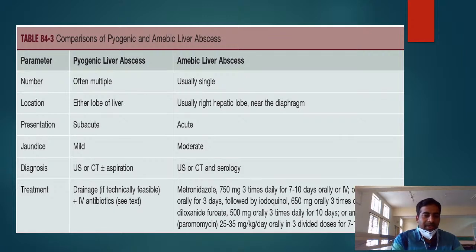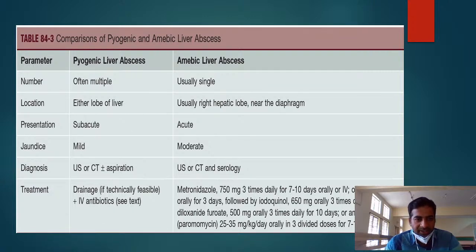So how do you compare pyogenic and amoebic liver abscess? The main differential for the pyogenic liver abscess. So often the pyogenic liver abscesses are multiple. Amoebic is usually single. Location can be seen in either lobe of the liver, and amoebic is usually on the right hepatic lobe near the diaphragm. Presentation, pyogenic presents as subacute and amoebic presents as acute.